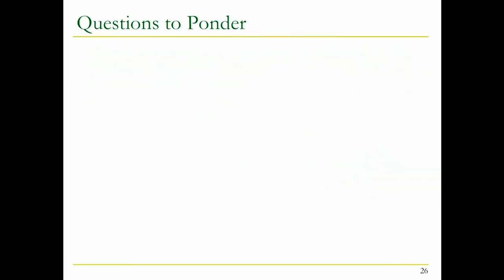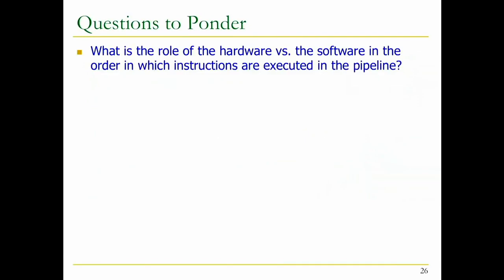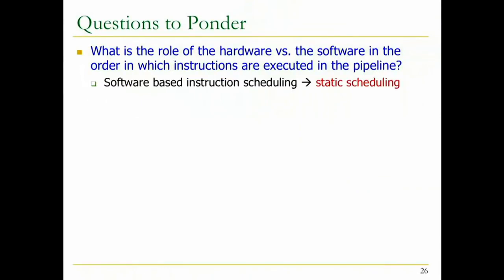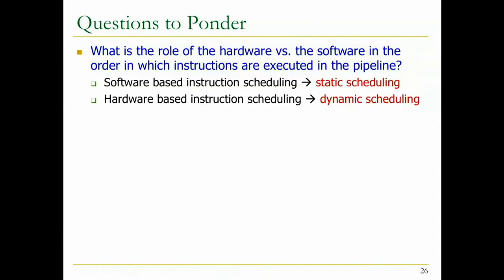Okay, so some more questions to ponder. I guess this is a very similar question. What is the role of the hardware versus the software in the order in which instructions are executed in the pipeline? I'll give you some terminology. So if you actually do software-based instruction scheduling, this is called static scheduling. Static meaning before runtime, before the program runs. Whenever you hear static, it's before runtime. If you do hardware-based instruction scheduling, it's called dynamic scheduling. Dynamic means at runtime.